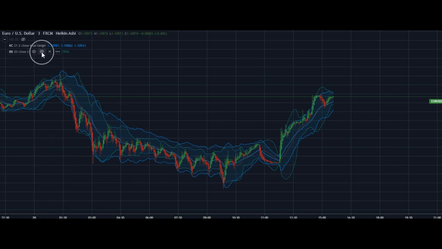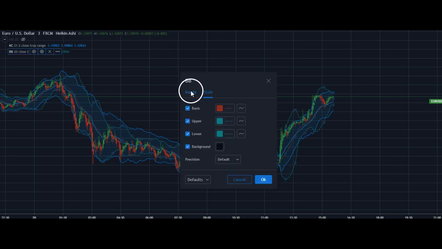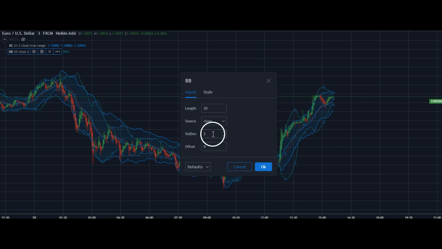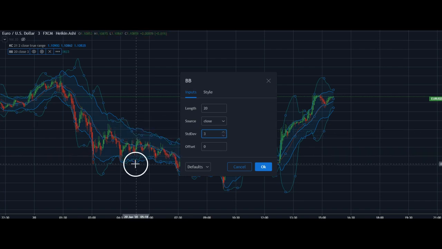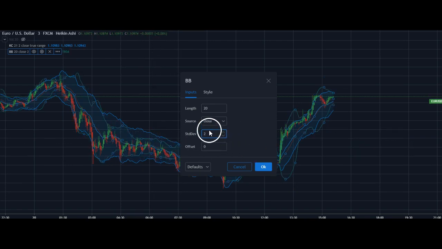So the settings on the input. Okay. So we'll just go a standard deviation of 3, which means that there's a 97% chance, like I said before, the price is going to stay within those lines. Okay. Move it down at a 2 deviation.